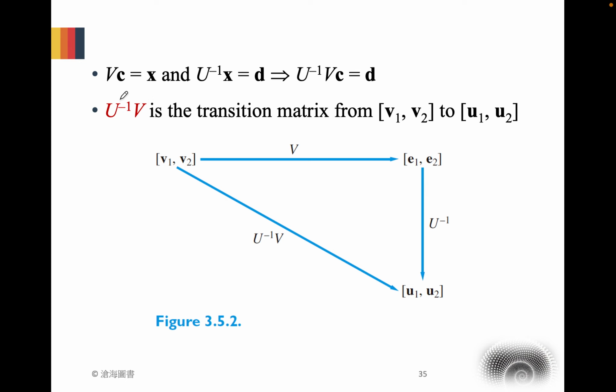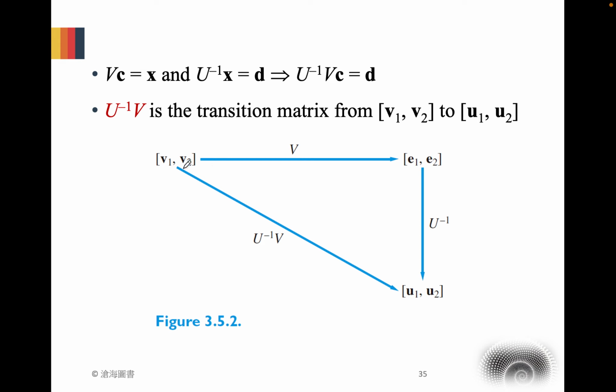VC is equal to X, and U inverse X is equal to D. So U inverse VC is equal to D. And U inverse V is the transition matrix from V1, V2 to U1, U2. So what does this mean?